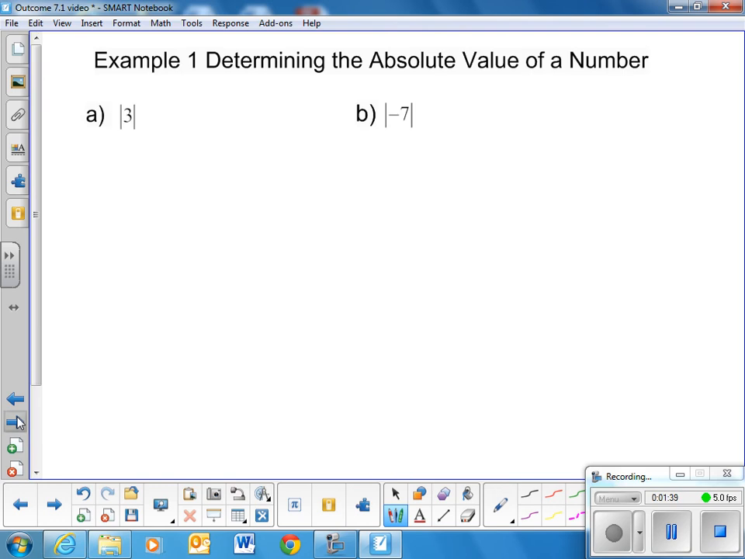Determine the absolute value of a number. The absolute value of 3. Since 3 is greater than 0, the absolute value of 3 is 3. The absolute value of negative 7. Since negative 7 is less than 0, the absolute value is defined as the negative of what's inside those absolute value signs, which works out to be positive 7.